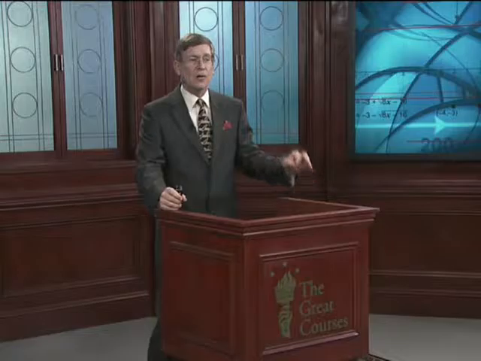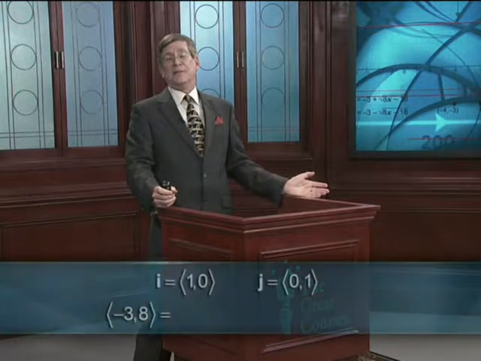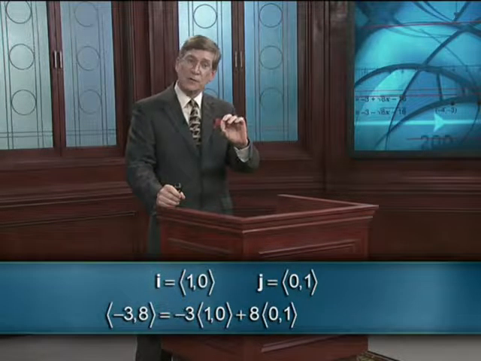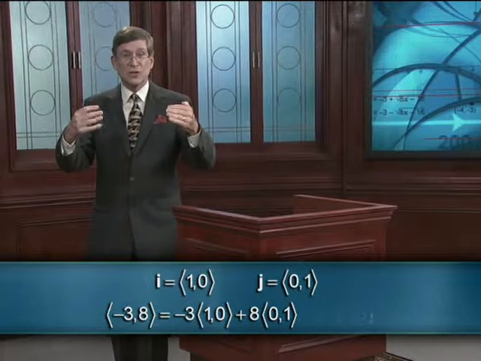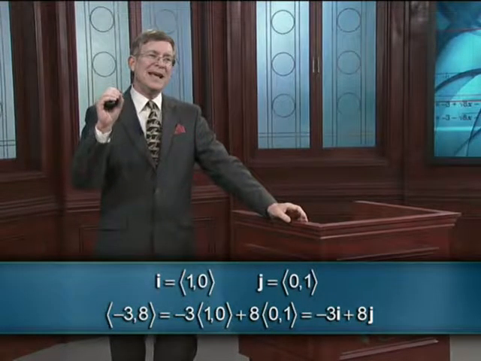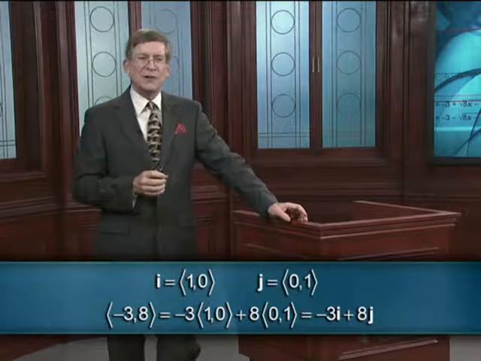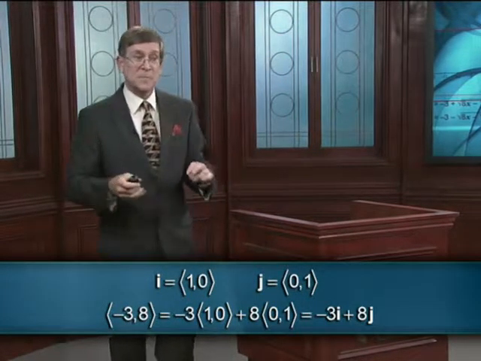So i and j are our two fundamental vectors. And watch what you can do with them. Take any old vector, you can write it in terms of these two special vectors. For instance, the vector -3, 8 would be -3 times 1, 0 plus 8 times 0, 1. Or, if you want to use our new symbols, -3i plus 8j. What we've done is we've expressed an arbitrary vector as a linear combination of i and j.